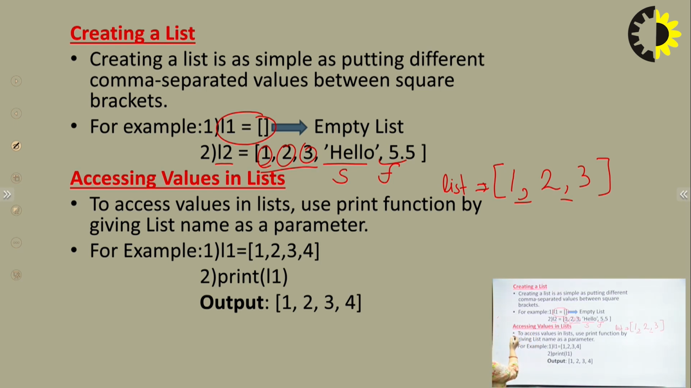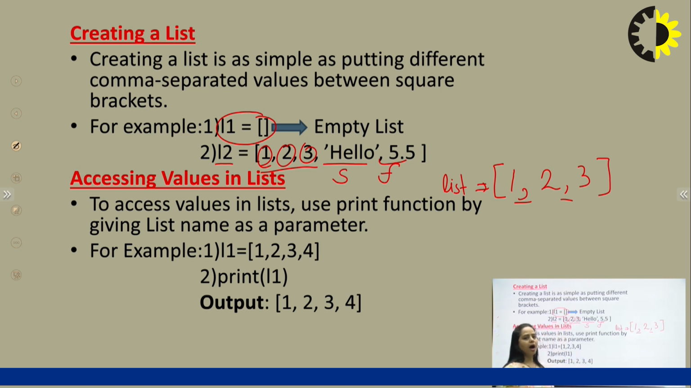Next, how to access the values in the list? For example, we have this list and now I want to access it, so we simply use the print function. We use the print function to access our list: print, and then your list name, whatever the list is. So we get the output of our list values.